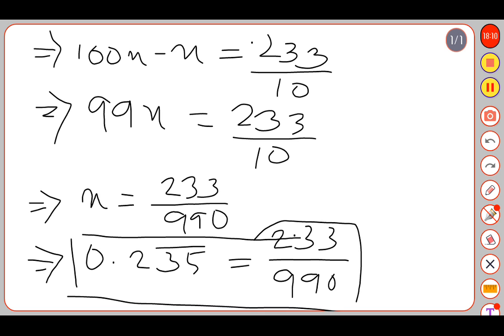So this is the value of this decimal expansion. In this way we can find the rational numbers from the decimal expansion of those numbers.